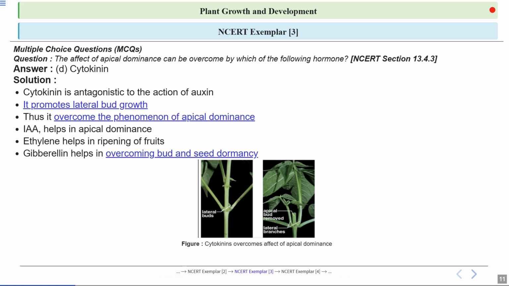So here you can see the lateral buds in the figure. Lateral buds are present, and when you cut the apex of the shoot, what happens? The lateral buds come out from the axils of the leaves that are present at the nodal region. Okay.